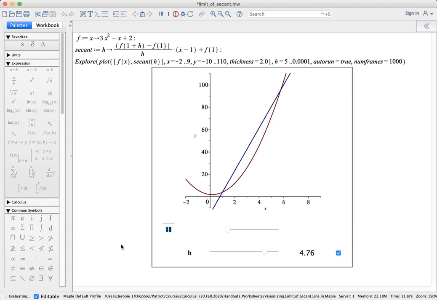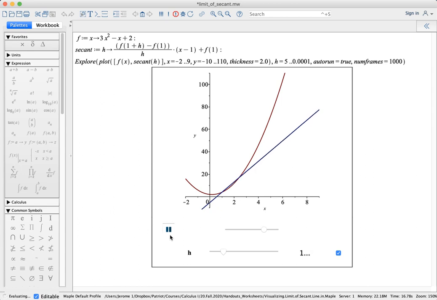So we hit play, and we can see our secant line starting to move. And if you notice, this point here is fixed. That's the whole idea. Whereas this point right here, you can see that it's starting to get closer and closer to this point down here. And so all what we're seeing now, we're seeing different secant lines being plotted and generated by Maple in real time. And if you notice what's happening, the 2 points on the graph of the function are getting closer and closer and closer.